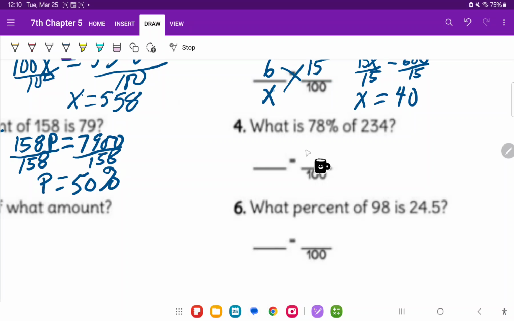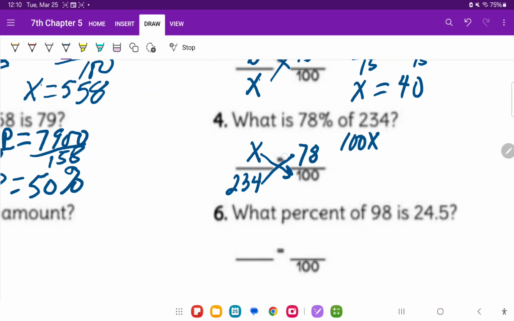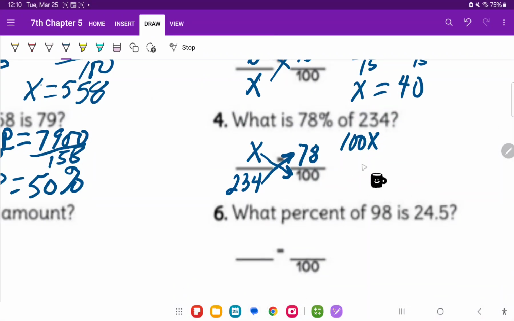All right. So we have a percent, so we're going to put that in. We have the percent. It's is. We don't know is, but we know the of. So we're going to cross multiply. 100x. Then 234 times 78. So 234 times 78. That's 18,252.